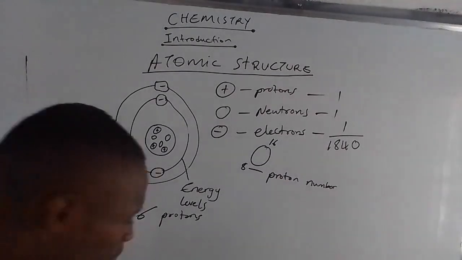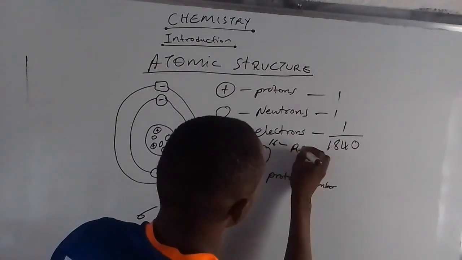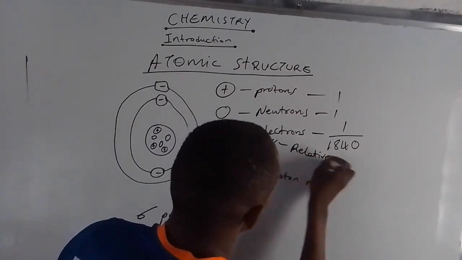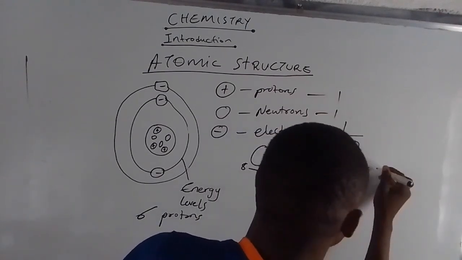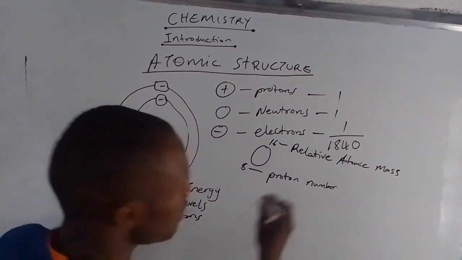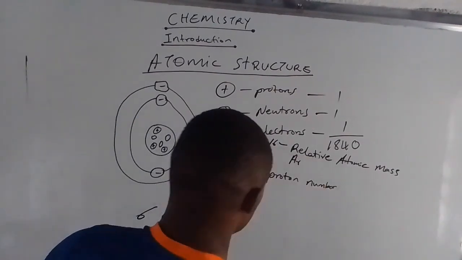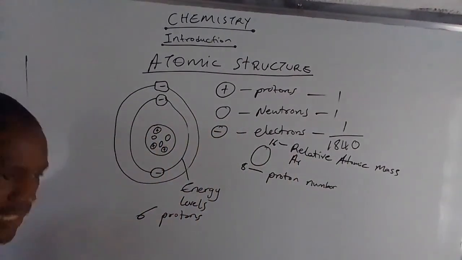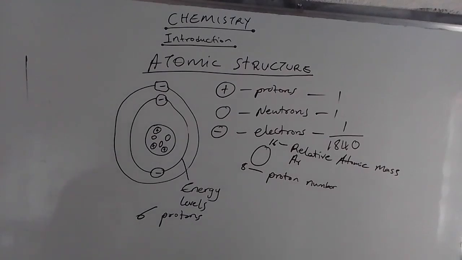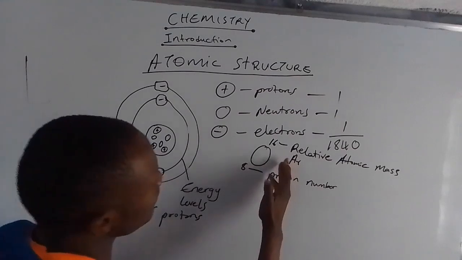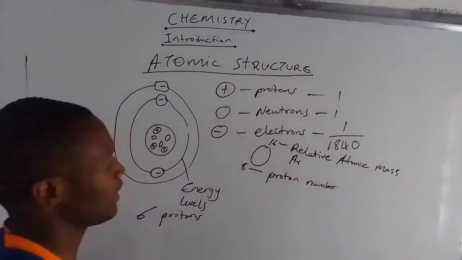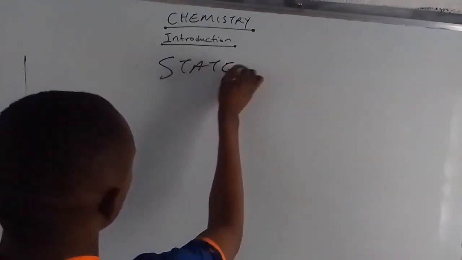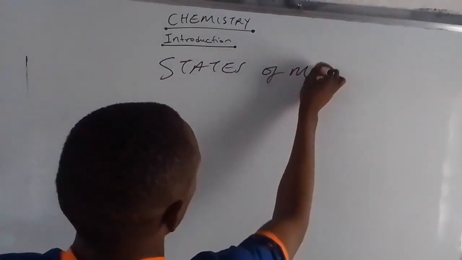And what do we call this number? This number is called the relative atomic mass, which is represented by AR. This number will be appreciated more under more concepts. As for now, we just have to know that this number is the sum of neutrons and the protons. Very important. So let us look at the states of matter.